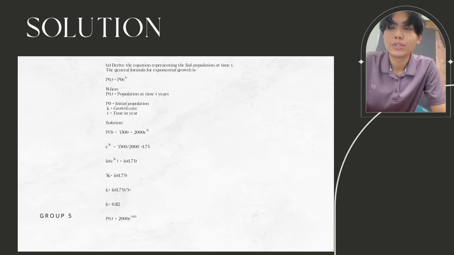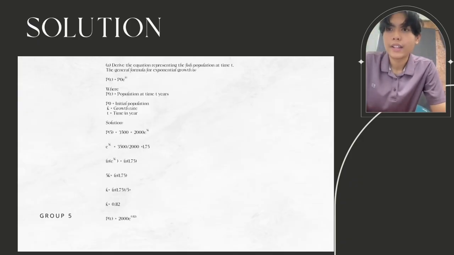2000 e to the power 5k equals 3,500. Then we bring 2000 to the other side, we get e to the power 5k equals 3,500 over 2000, and we get 1.75. Then we take ln of both sides, so we can cancel out e. Then we get 5k equals ln 1.75. So we bring 5 to the other side, we get k equals ln 1.75 over 5. Then we get k equals 0.112.